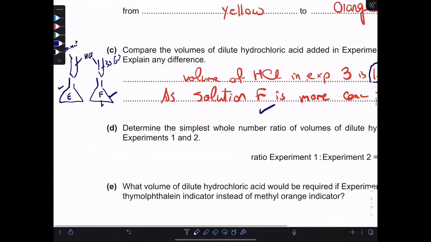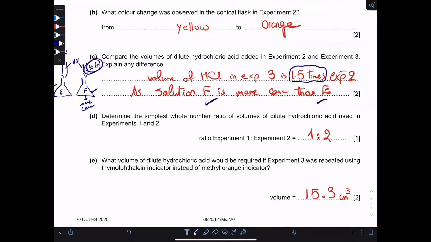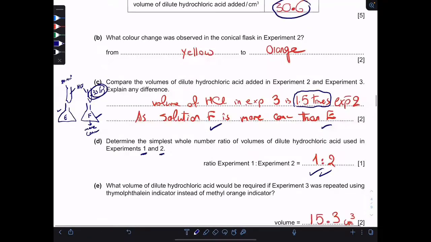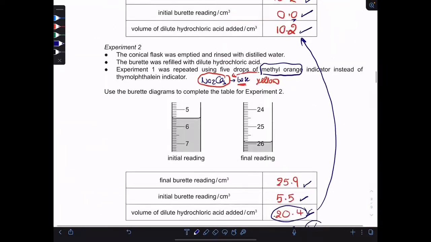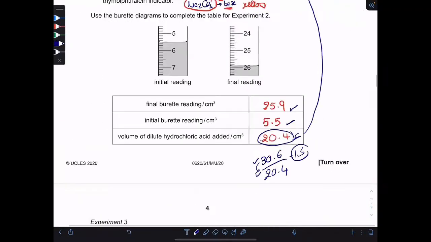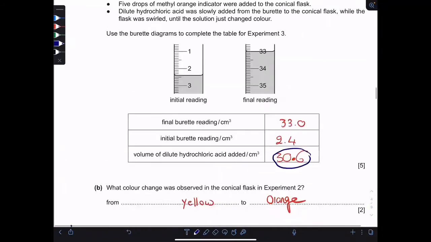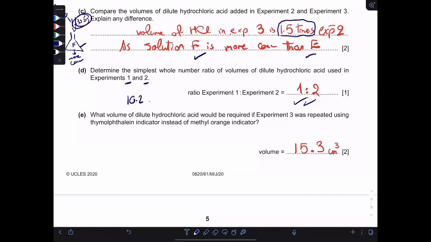This means that F was more concentrated as it required a larger volume of HCl. Then he wants the simplest whole number ratio of the hydrochloric acid between experiment 1 and 2. Of course, it's 1 to 2. All you need to do is go to the readings. Here it's 10.2 and here it's 20.4. So you say 10.2 for experiment 1 and 20.4 for experiment 2. You get the ratio simply by dividing by the smaller number. It will be 1 to 2.